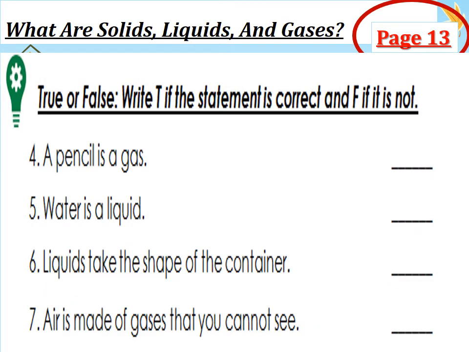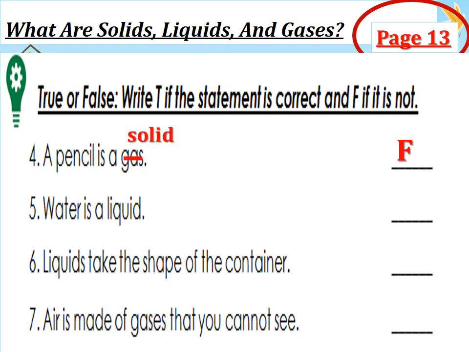Alright kids, we are still on page 13. Next part, true or false. Write T if the statement is correct and F if it is not. So for number 4, a pencil, the pencil you are holding is a gas. Is it T or F? Alright, the answer is F. What is it then? Is it a gas? Good, it's a solid.